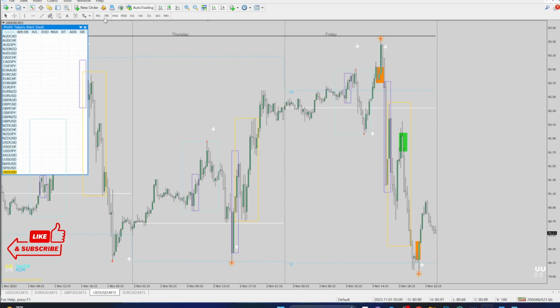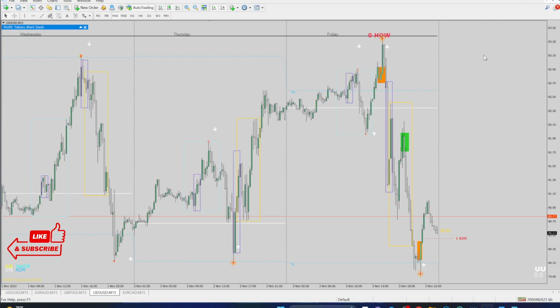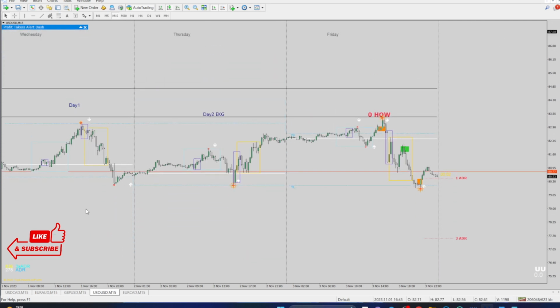Okay, the last one we have for day 0 is oil. Same thing here. Day 1, breakout fell. Day 2, we had like an EKG pattern here. No short trade happened that was really worth taking. We had a reversal trade that was choppy. That's your day 2 EKG pattern.